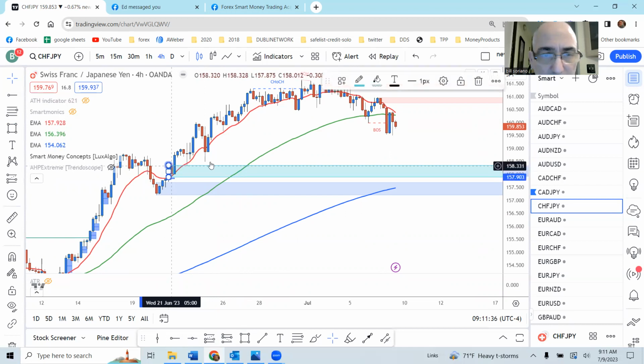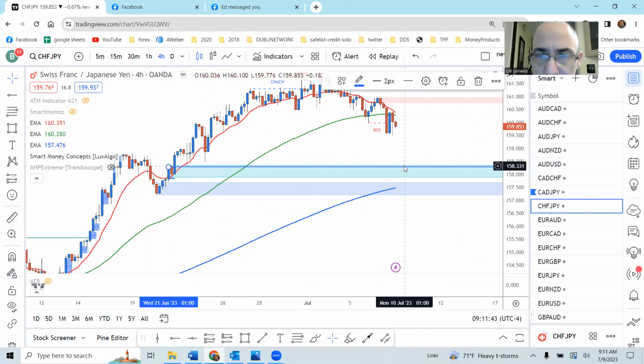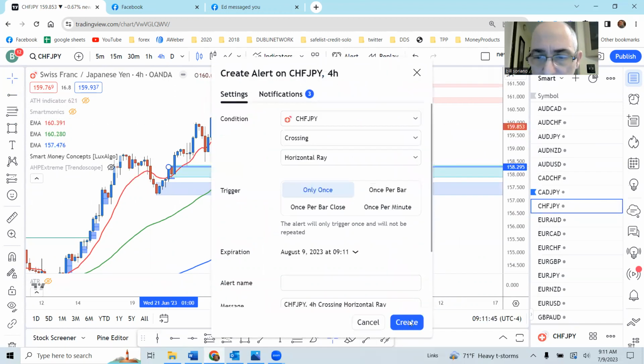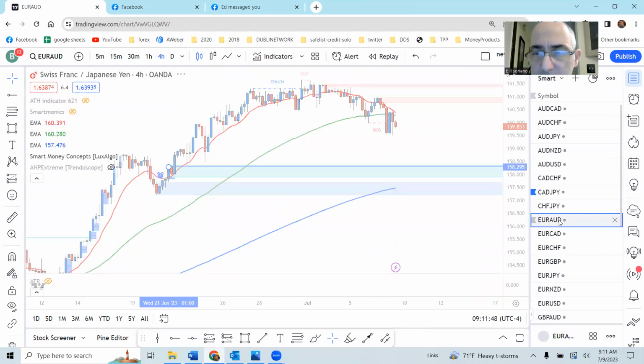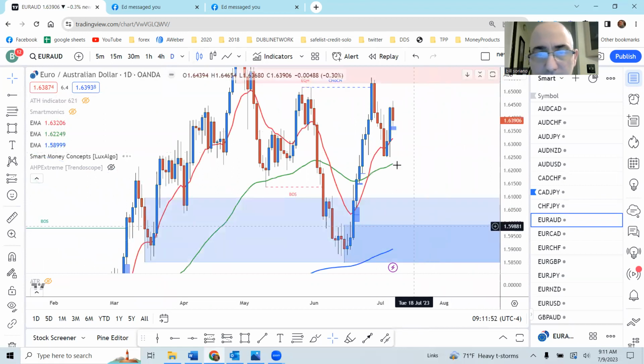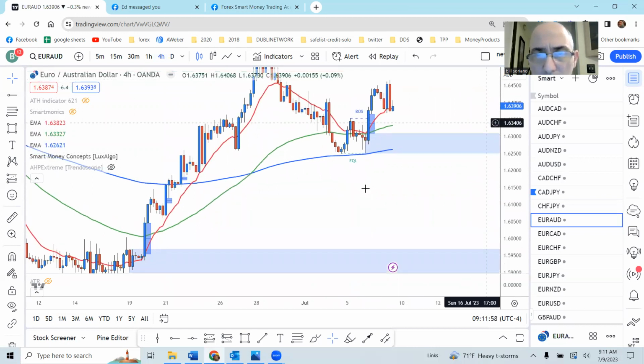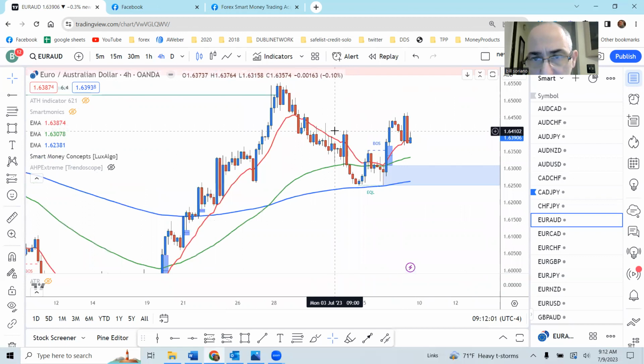Let's set our alert right there. And let's go to the EUR pairs here. Again, the daily chart on this appears to be bullish. And see, we get a break of structure right up here as well. So it's giving us this order block right here to trade from. Nice engulfing candle after it.